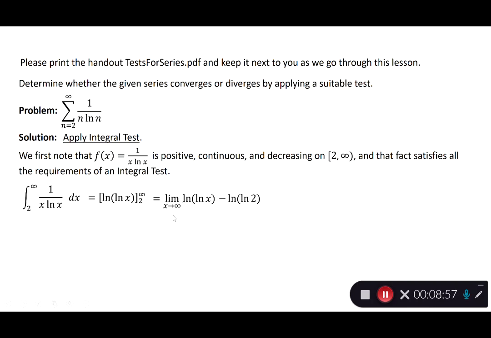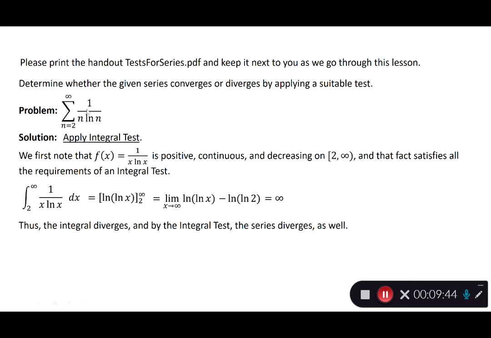So now the question is, what in the world is the limit of natural log of x as x goes to infinity? Well, as x goes to infinity, natural log of x goes to infinity. Natural log of something that is going to infinity would also be infinity. So this whole thing is just infinity. So the limit is equal to infinity. In other words, this whole thing is equal to infinity. In other words, this series diverges. Since the integral diverged, we can confidently say the series also diverges. Cool?